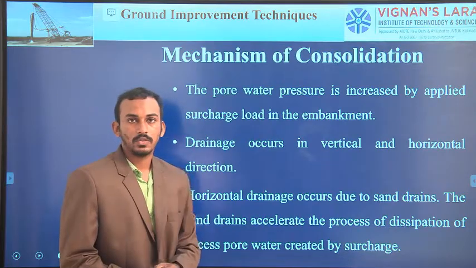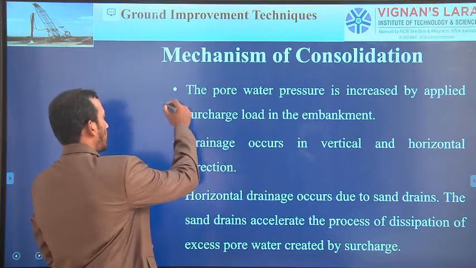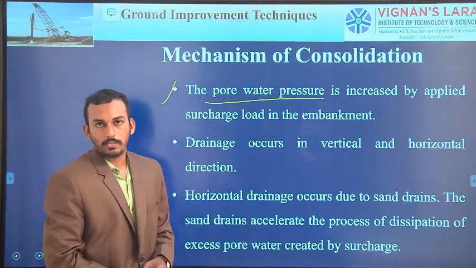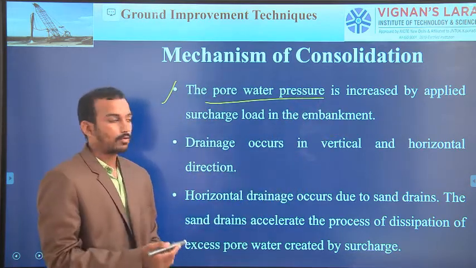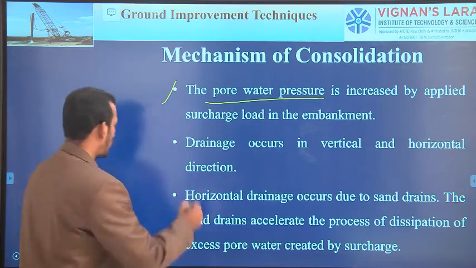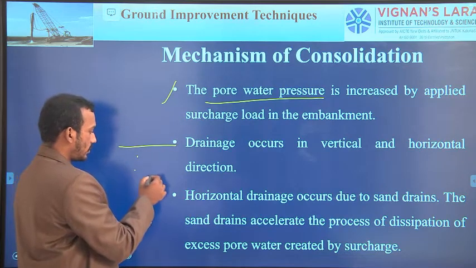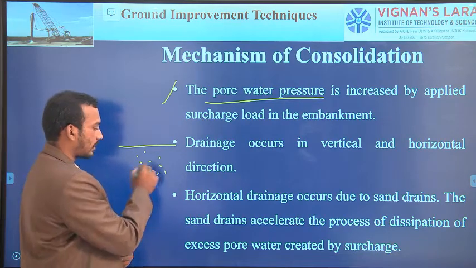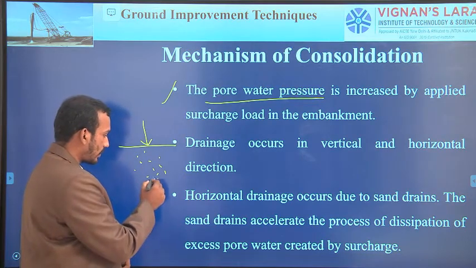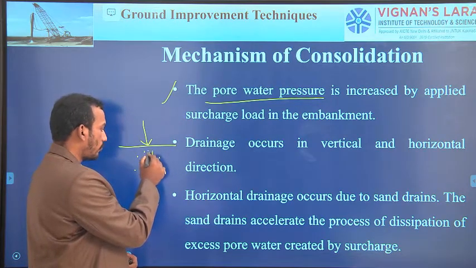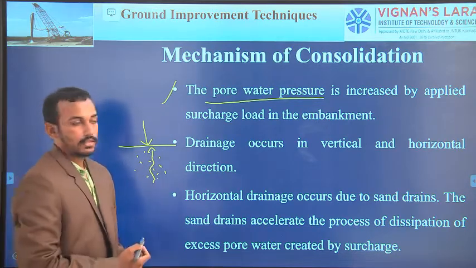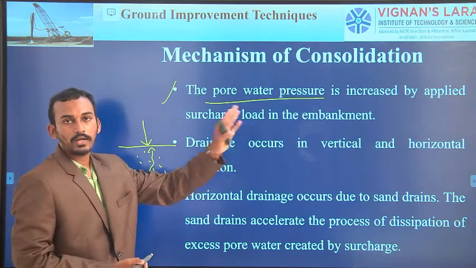Coming to the mechanism. So how is the consolidation taking place? The first one is pore water pressure is increased. Pore water pressure means the water tries to move in the upward direction. See, this is the soil. These are the solid particles. When we apply the load on the soil, the water tries to move in the upward direction. That puts some pressure on the solid particles. That's why it is known as pore water pressure.